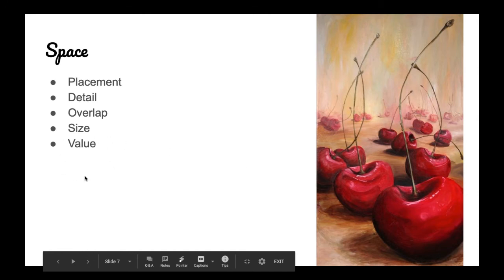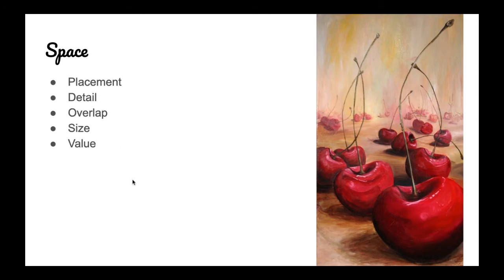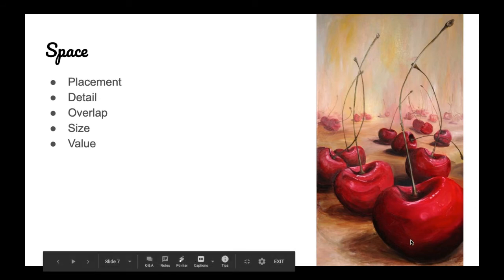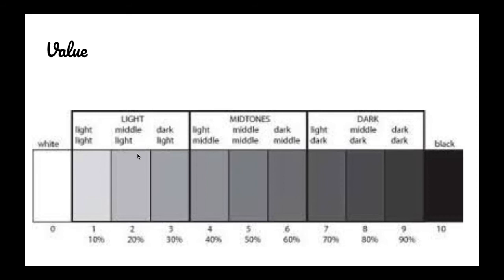And then we have value, and this is where people tend to get confused. So the cherries in the back still have some value, meaning they have light and they have dark, but they're kind of light overall. And these cherries here, they have really dark areas and they have really white areas, but overall they're just a bit darker. The red is a darker red than the red that we see back here. And so let's talk about value so that you guys can understand value in the context of depth.